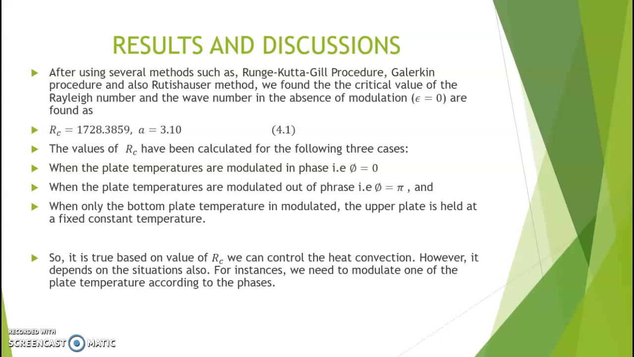The value of RC has been calculated for the following three cases. The first is when the plate temperatures are modulated in phase, phi equals 0. Second, the plate temperatures are modulated out of phase, phi equals pi. And last but not least, when the bottom plate temperature is modulated, the upper plate is held at a fixed constant temperature.